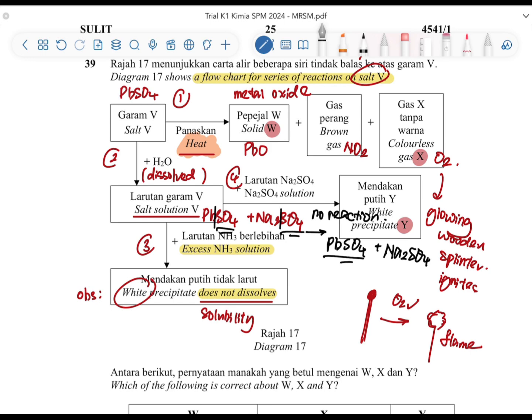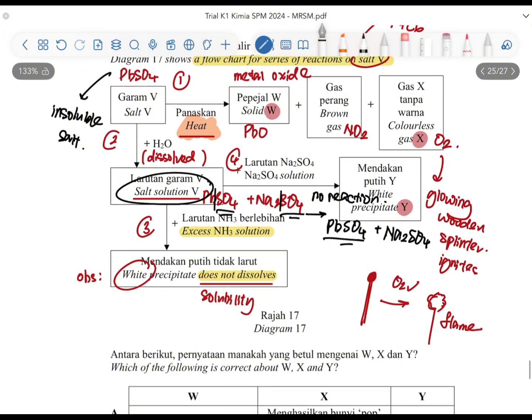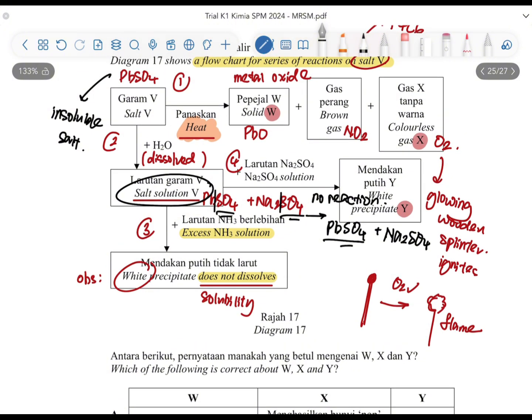I think there is a bug in this question because lead sulfate, isn't it an insoluble salt? So I wonder how it can dissolve in the salt solution and in the water and then become the salt solution V. It's a bit weird. Okay, so this white precipitate is actually referring to the lead sulfate.